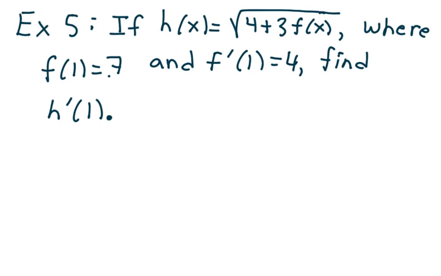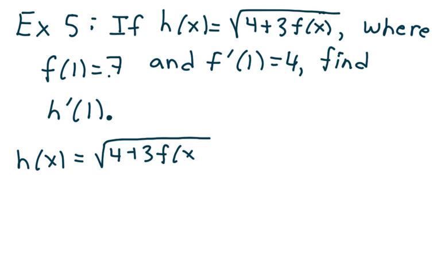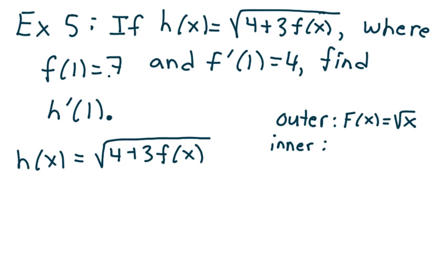Now, so h of x is the square root of 4 plus 3 f of x. Now, we have to apply the chain rule. So if we want the outer function, we can call it capital F of x is equal to the square root of x. The inner function is, we'll say g of x is 4 plus 3 f of x.